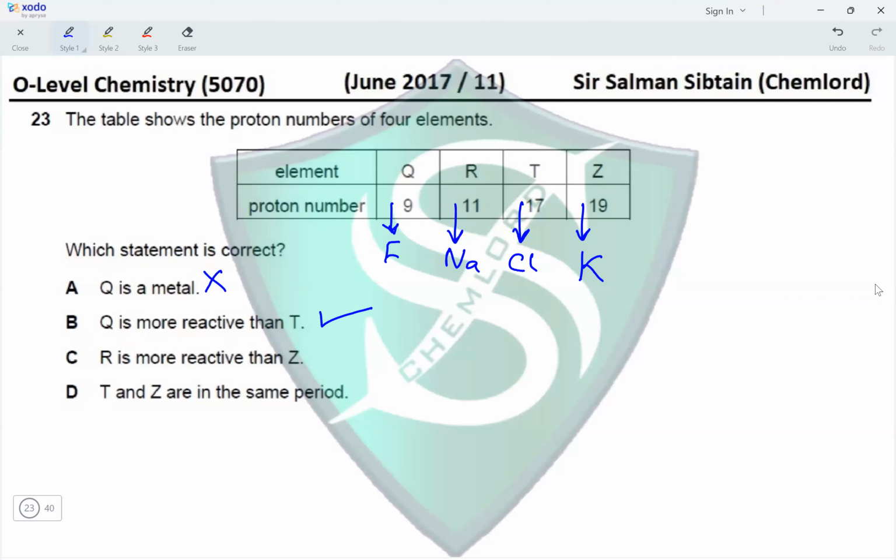R is more reactive than Z. R is sodium, Z is potassium. Down group 1, the reactivity is increasing. R is more reactive than Z? No, R is less reactive than Z. So reactivity is increasing down the group. So sodium being above potassium in group 1 will be less reactive than potassium. And T and Z are in the same period? T is in period 3, Z is in period 4. So the correct option for this question is option B.